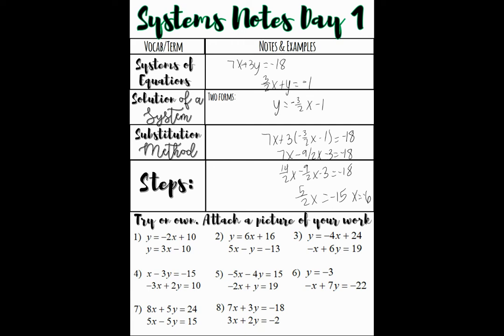Then once again, we need to plug it in. So I'll do the second one. 3 times negative 6 plus 2y equals negative 2. Negative 18 plus 2y equals negative 2. 2y equals 16. So y equals 8. So my point is negative 6 comma 8.